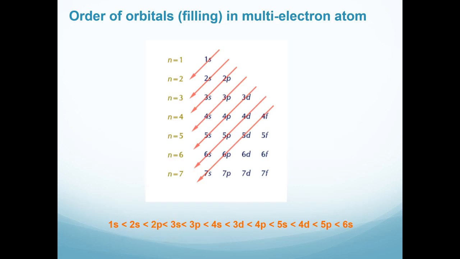So here comes the order of orbitals for filling multi-electron atoms. This is the order that we want to know. Here's the overall order, and you can follow this kind of slant to know the orders, but this is something that you have to commit to memory.